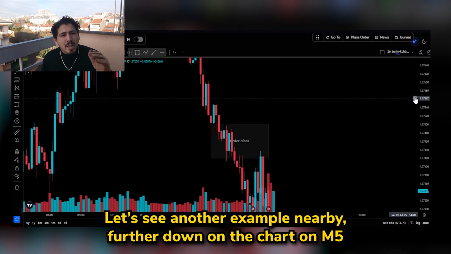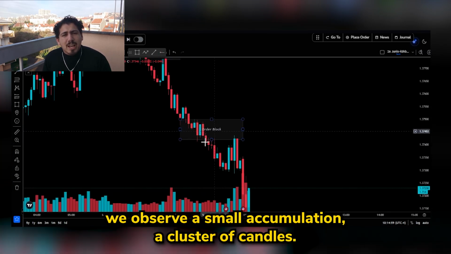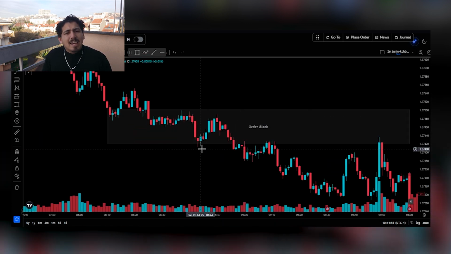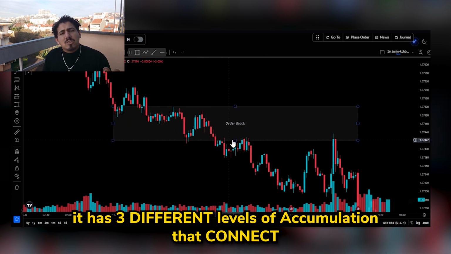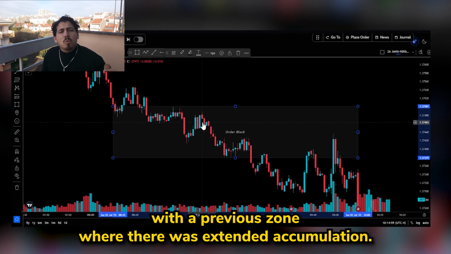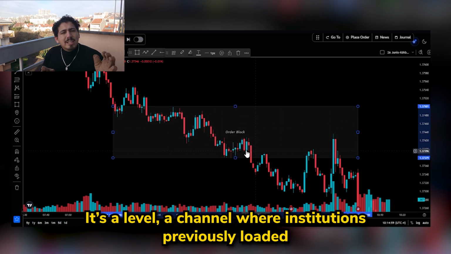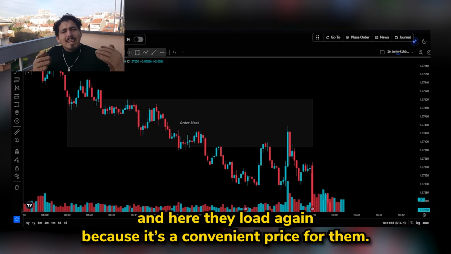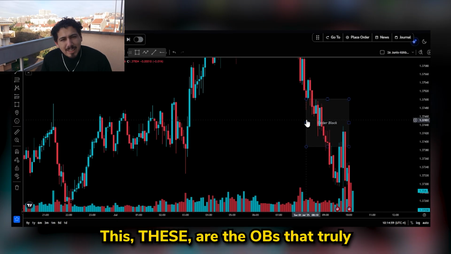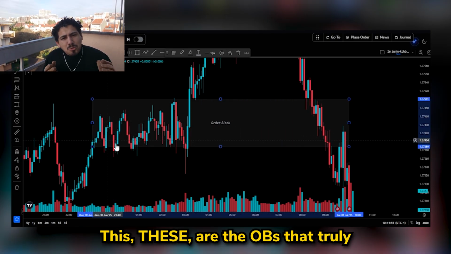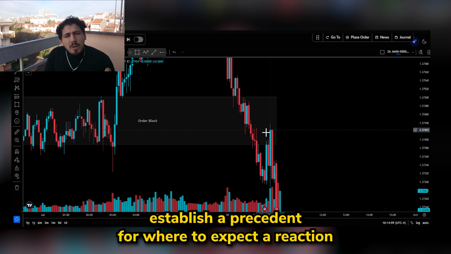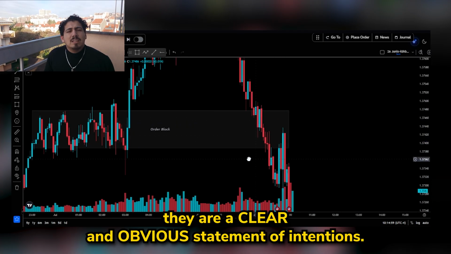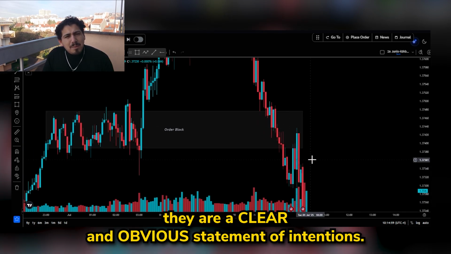Further down on the chart on M5, we observe a small accumulation, a cluster of candles. If we open it on M1, we see what's behind it. It has three different levels of accumulation that connect with a previous zone where there was extended accumulation. It's a level, a channel where institutions previously loaded, and here they load again because it's a convenient price for them. These are the OVs that truly establish a precedent for where to expect a reaction and whether it will be a rejection or continuation. They are a clear and obvious statement of intention.